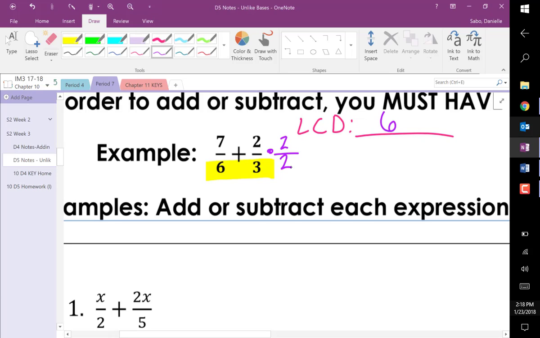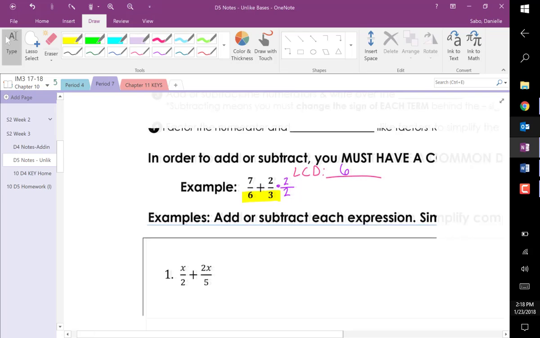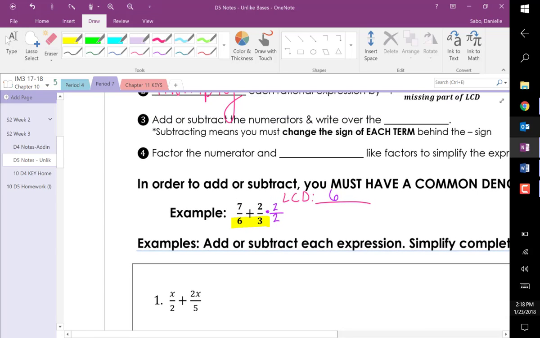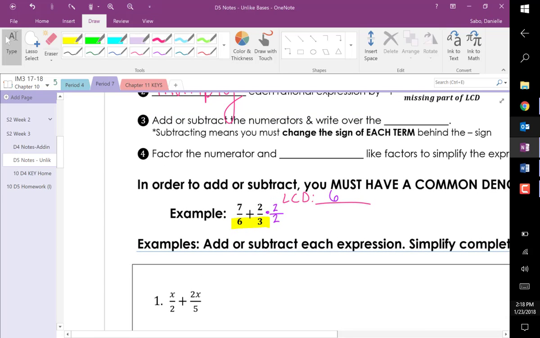Okay, I can't just multiply the bottom by 2 and call it a day. You have to do the top and bottom to make it mathematically correct. So now, let's go back up here and see what our next step is. Add or subtract the numerators and write over the LCD. So no matter what, just like yesterday, you're not changing the denominator. Once you find what your LCD is, that's what it is the whole entire time. So 6 is going to carry with us the whole way.